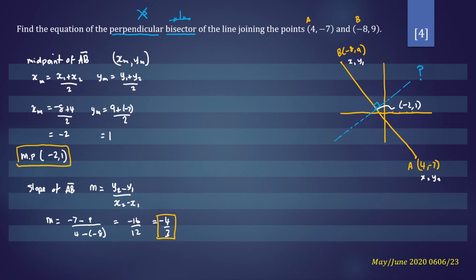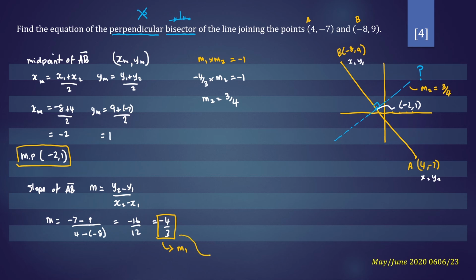Now we need to find the slope of the perpendicular bisector. There is a relationship between the slope of a line and its perpendicular bisector. We can write that as m1 times m2 equals -1. In this case, we'll let this slope be m1, and m2 is the slope of the perpendicular bisector. So we can write -4 on 3 times m2 equals -1. So m2 will be equal to 3 on 4. That's the slope of the perpendicular bisector, 3 on 4.